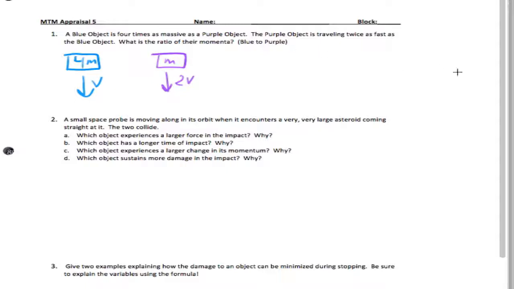Let's put in some numbers. Let's say the purple object is 1 kilogram. Then the blue object will be 4 kilograms. And if the purple object is moving at 2 meters per second, the blue object will be moving at 1 meter per second.